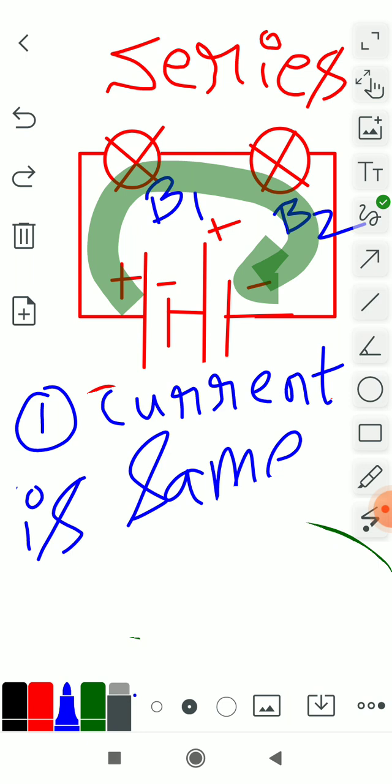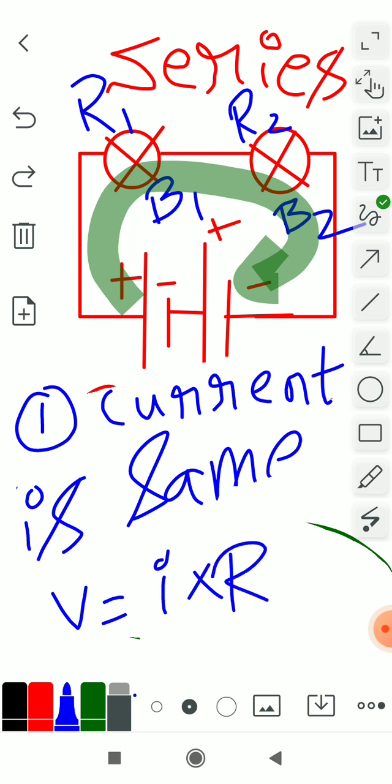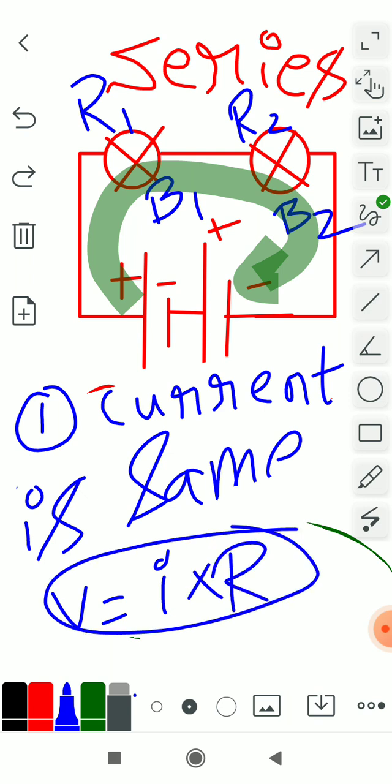Now, as the current is the same throughout the circuit, the amount of current bulb B1 gets, the same amount bulb B2 gets. But their resistances R1 and R2 are not the same. As we know from Ohm's law, voltage equals current times resistance.